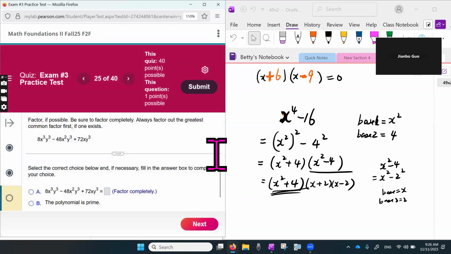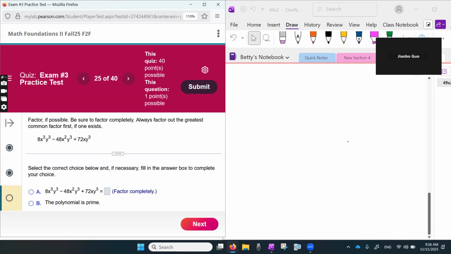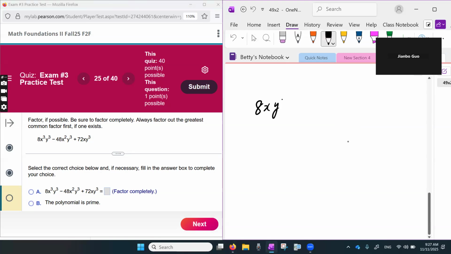Factoring, right? Okay, this is a trinomial. Obviously, the GCF is not 1. I see 8, 48, 72. Yeah, GCF is 8, right? Because 8 goes into 48 6 times, goes into 72 9 times. Also, we have x cubed, x squared, x, so x is common. We have y cubed, y cubed, y cubed, so y cubed is also common. GCF of this trinomial is 8xy cubed.